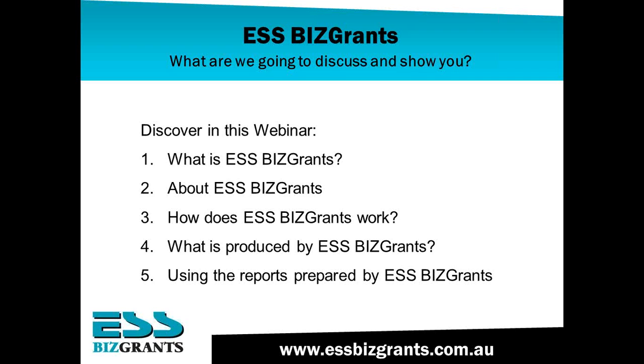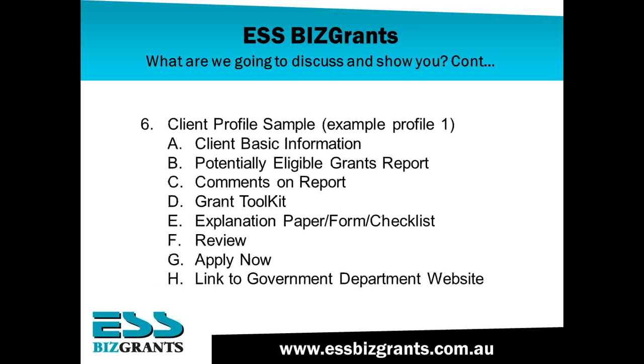We're going to explain to you how ESS BIZGrants works and show you the types of reports that are produced. So where the system starts from is that you're required to enter your client's profile. It takes about 6 minutes. The profile requires you to answer 20 questions about the client, so that the ESS BIZGrants system can then do its work to sort out of the hundreds of government grants, the ones that might be suitable for that particular client. Then you can have a closer look at those grants.